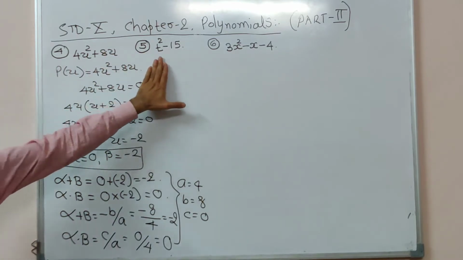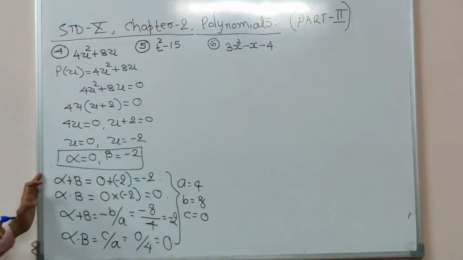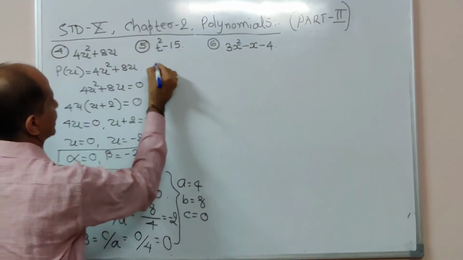Now let me start example number 5. T square minus 15.